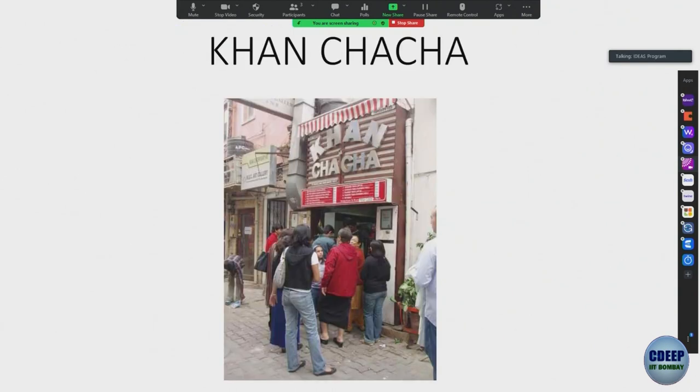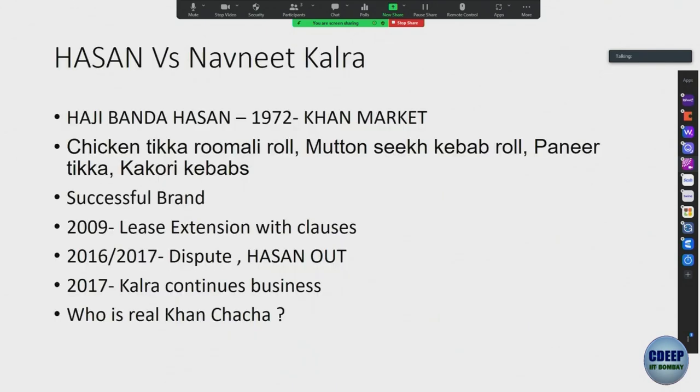Let us look at some cases. How many people are from Delhi? Anybody from Delhi? Khan Market, remember? Khan Chacha. A small outlet, very popular. The guy called Haji Banda Hassan, in 1972 comes to Delhi, hires a pigeon hole in the building, starts selling chicken tikka, kumali, mutton seekh kebab and all this, becomes very popular, becomes a successful brand, Khan Chacha, he can tell you probably.